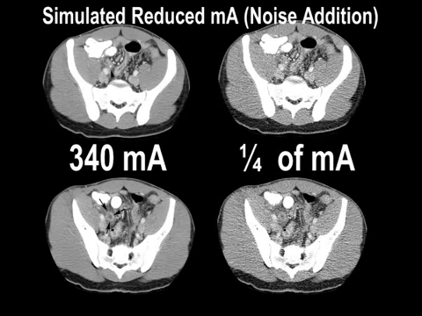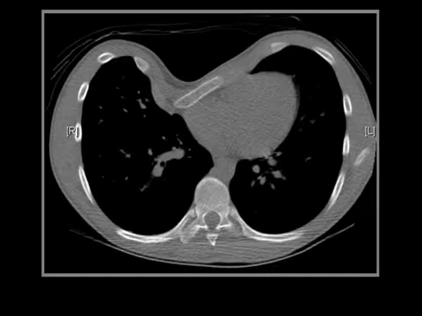Now, if we add a bunch of noise so that it's 1/4 of that dose, this is difficult to see. And I think most people would say, I'm not really comfortable with that. So that's just an idea of what the tube current reduction can be and some of the science that we've been involved with in determining thresholds.